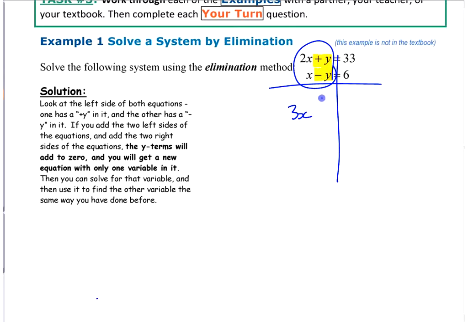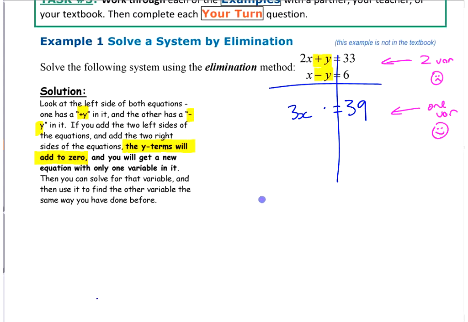3x, and how many y's do I have? Nothing, right? It's gone. And I got 39 here, right? If you add the two together, the y terms add to 0 because there's a plus y and a minus y. You've gone from, remember I told you, two variables, which we don't like, right? But now you got one variable, which you can solve, right? As soon as you have one variable, you can solve it, and you end up with x is 13.